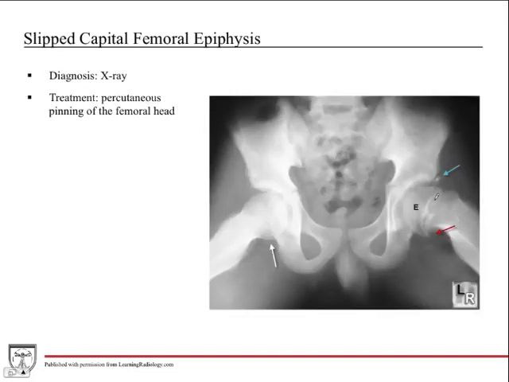Treatment is percutaneous pinning of the femoral head. So what would happen is the orthopedic surgeon would stick a pin in surgically like this. And what this does is it fixes this femoral head so it doesn't continue to slip on the growth plate here and maintains it in place.